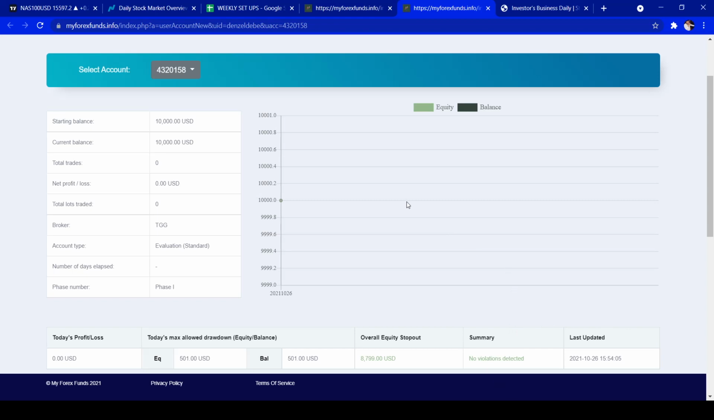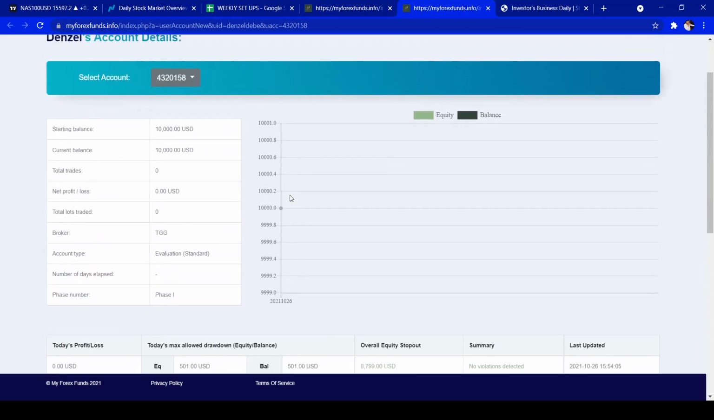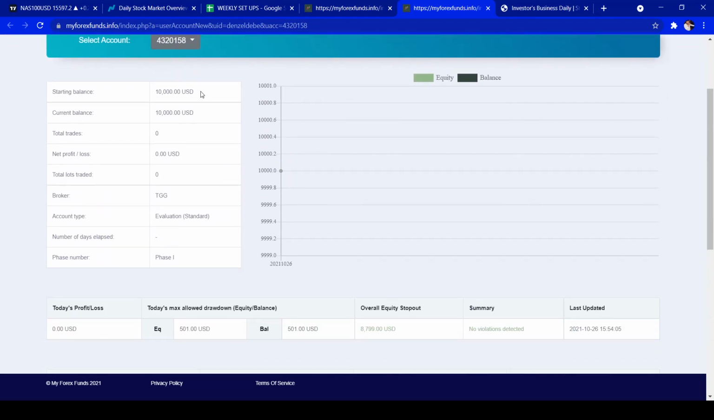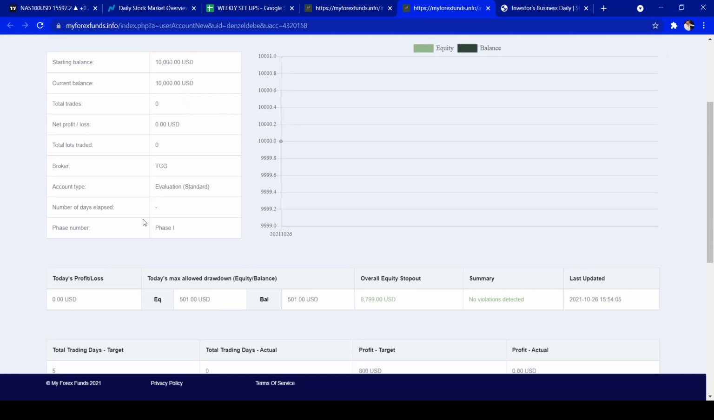So I'm just going to violate everything in this account positively, meaning that I'm going to reach all the targets times 10, maybe even 100, maybe even 150. But yeah, I'm just joking. Other than that, what we have here is the account analyzer on MyForexFunds. Everything we need to know here is on the left. Regarding the account, I'm happy here now.